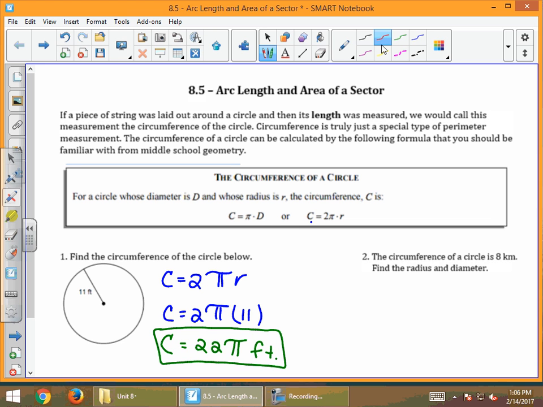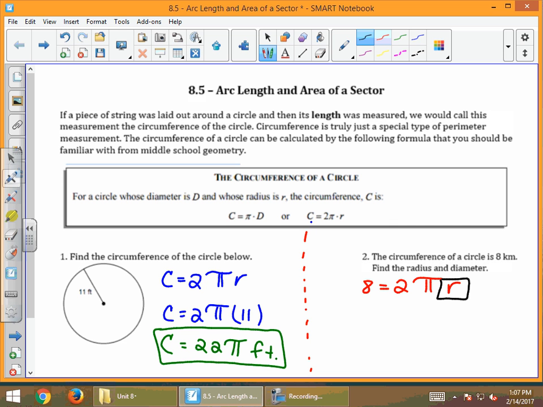And number 2, it's a little different because we were given the circumference and we need to find the radius and the diameter. Here, when we were trying to find the circumference, we just took the piece, plugged it in, and then multiplied. Well, here, what we have to do is take our circumference, which they said was 8, plug it in for c, and then solve to find our missing piece. We want to find the radius, so that's the piece we are solving for. That means we want to get r by itself.